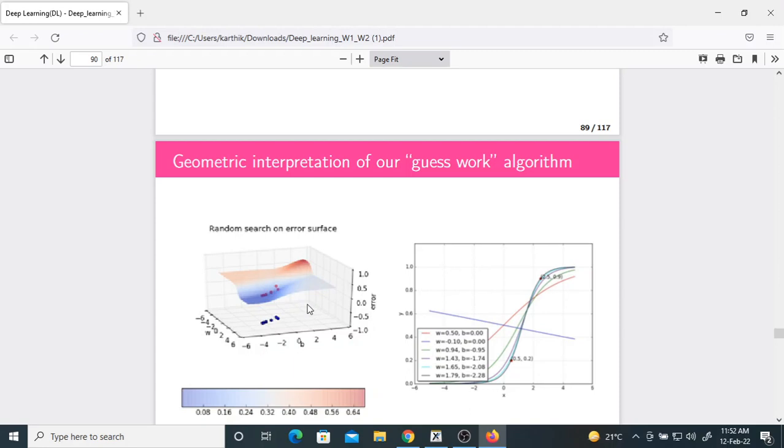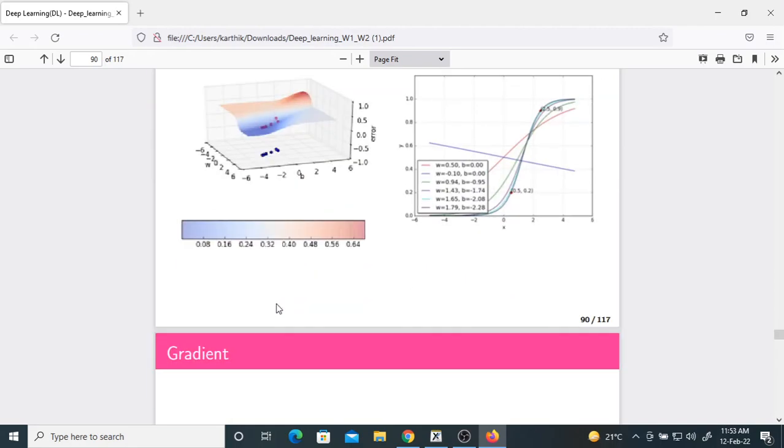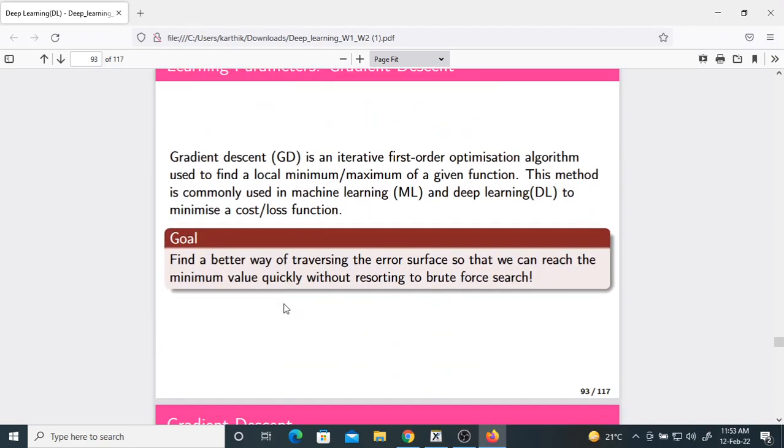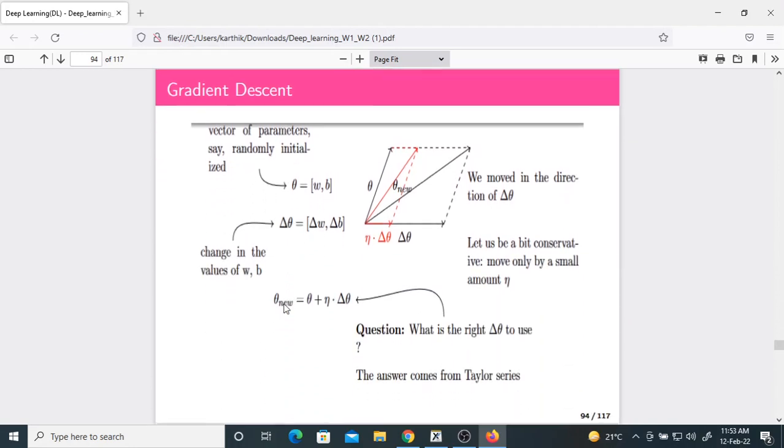Now we did not move in a principled way. We are moving randomly. In the previous two techniques of guesswork and all those things, we are not moving in a principled way. There is no logic behind it. Now we have to move logically so that we reach the minimum error point. So let us discuss what is the proper way of traversing the error surface.